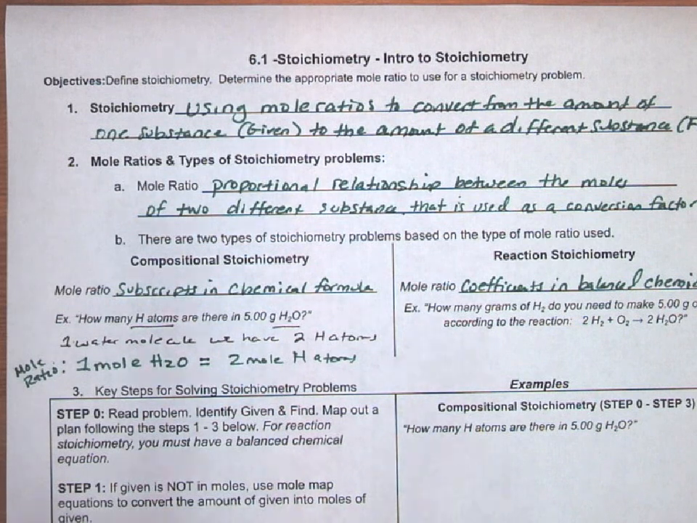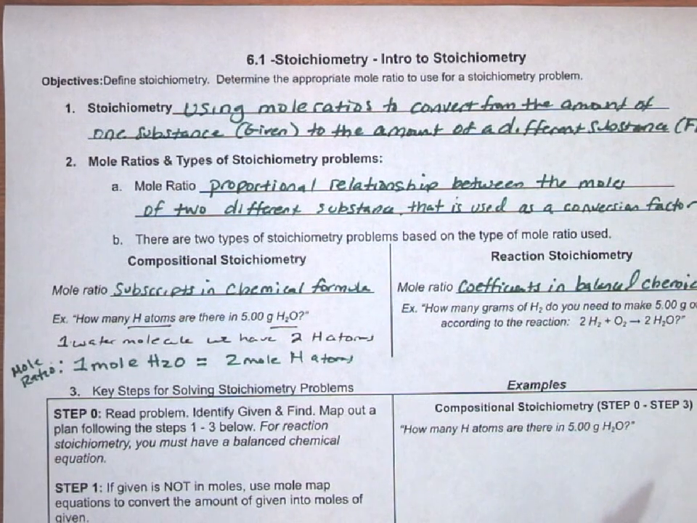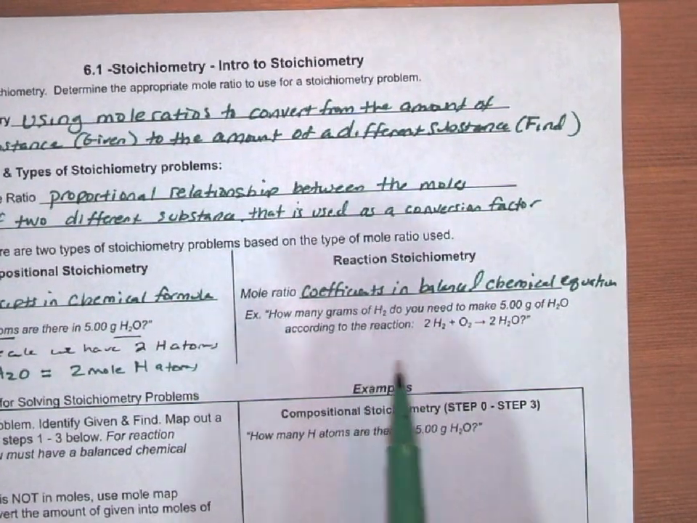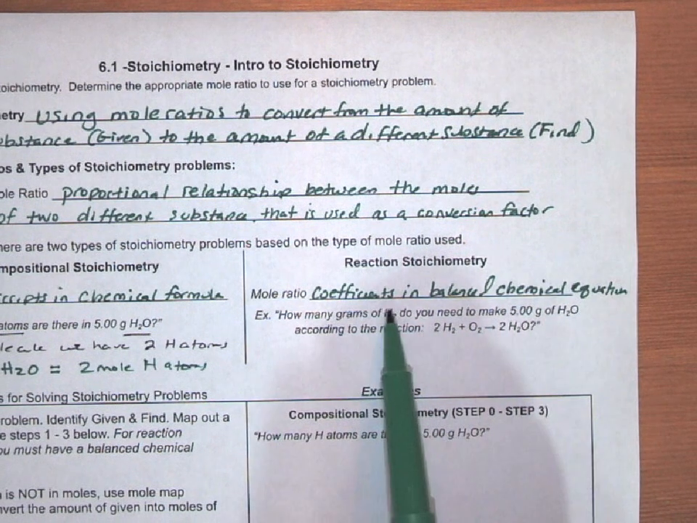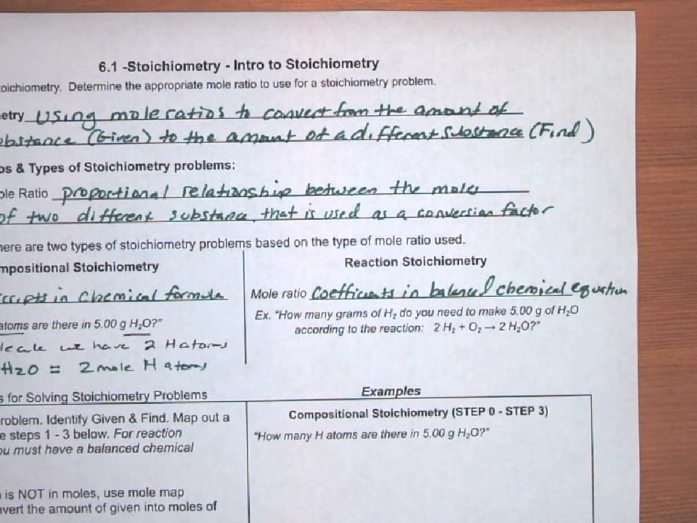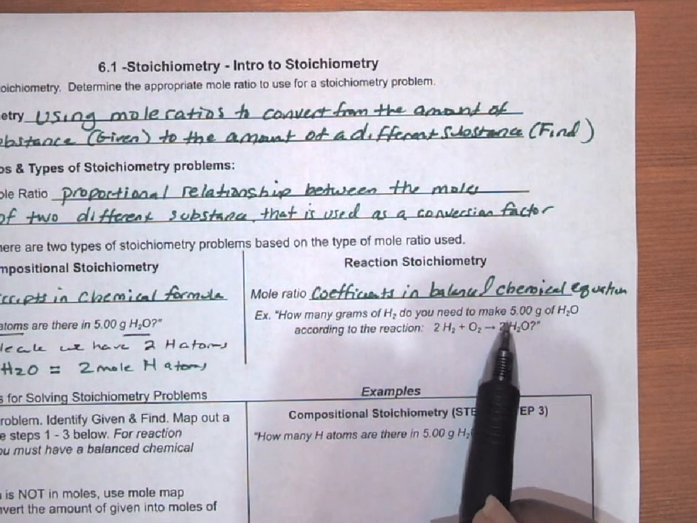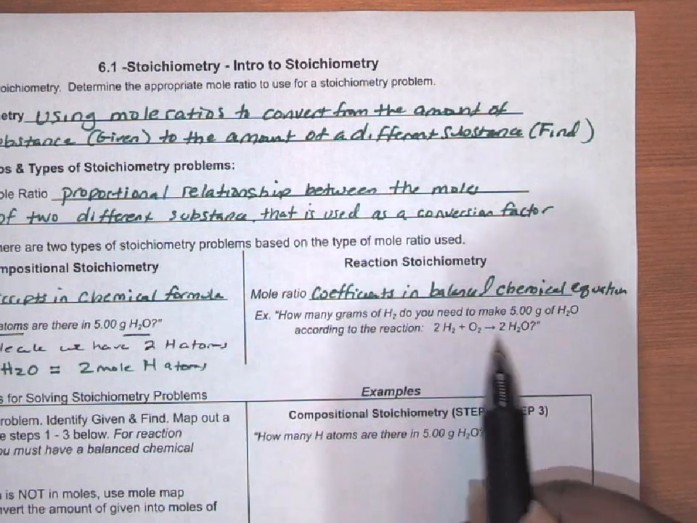Let's now look at reaction stoichiometry. In reaction stoichiometry, we're dealing with a chemical reaction. And in this case, for our mole ratio, we use the coefficients in a balanced chemical equation. So let's take a look at this example. It says, how many grams of hydrogen, or H2, do you need to make 5 grams of H2O, or water, according to the reaction? And here's the reaction.